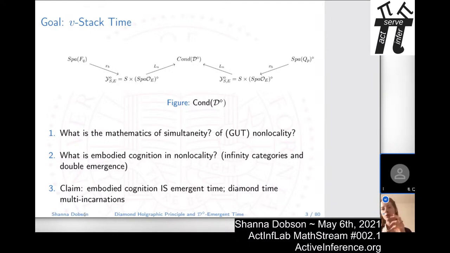And so this curve is very important. It's used in the Langlands program, which is the top grand unified theory of mathematics right now. So then you have these LN maps that are mapping up, whatever up means, into what I call condensed D-diamond.